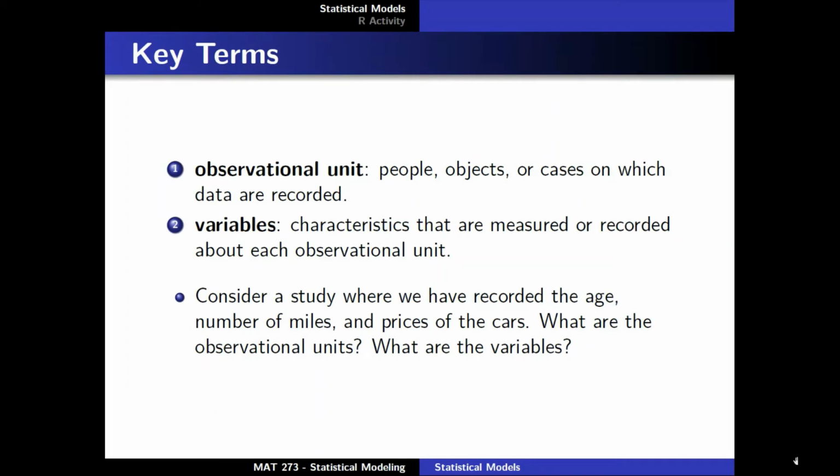Another example we can consider is a study where we have recorded the age, number of miles, and prices of the cars at a dealership, say. Here I want you to think about what the observational units are in this scenario and what the variables are. I'll let you think about this for a second and maybe pause the YouTube video if you want.